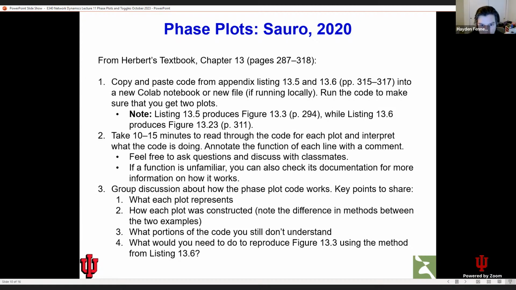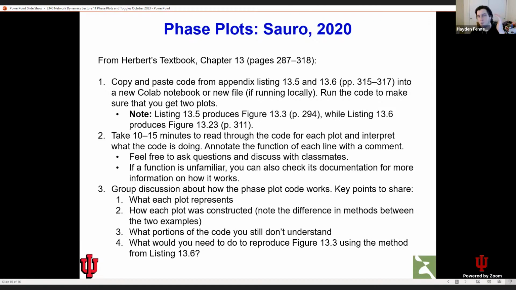Here are a couple of notes too. If you don't have Herbert's textbook pulled up or nearby to reference, I recommend grabbing it now. Listing 13.5 in the appendix produces figure 13.3. Listing 13.6 produces figure 13.23. So we'll give you 10 to 15 minutes to read through the code for each plot and interpret what the code is doing.